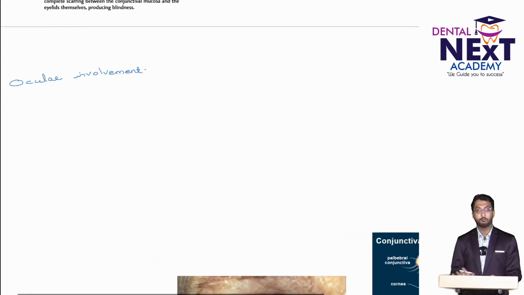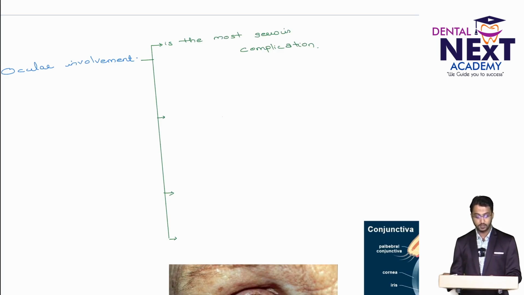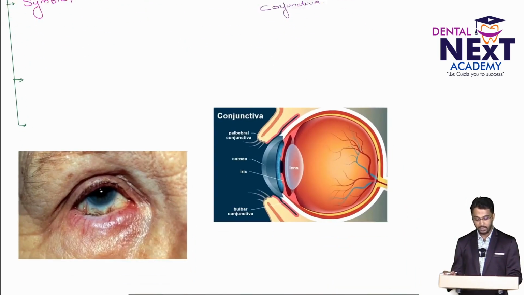Now, ocular involvement is very crucial. It is the most serious complication of mucous membrane pemphigoid, or cicatricial pemphigoid. The first thing you see is symblepharon. The term is important. What is it? It's adhesion between the two conjunctivas of the eye, that is, the bulbar and palpebral conjunctiva.